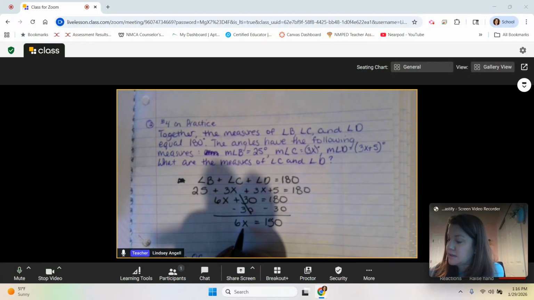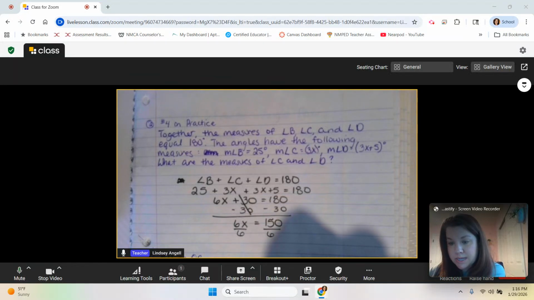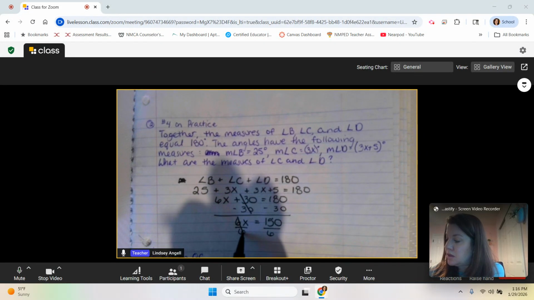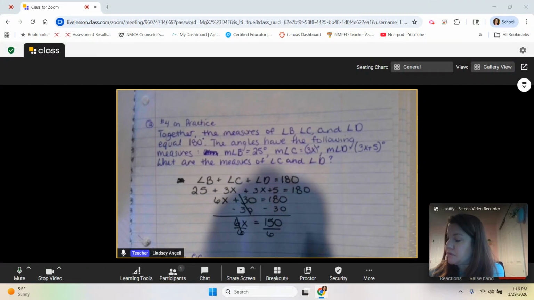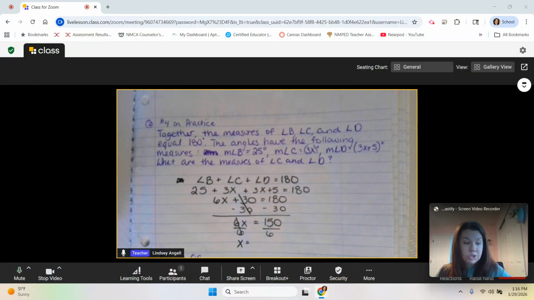Okay, well 6x, that's being multiplied. So in order to solve, I need to do the opposite, which is divide. Whatever I do to one side, I have to do to the other. Those will cancel on the left. And I'm kind of running out of room. I'm going to run into number 3. But x is equal to 150 divided by 6.